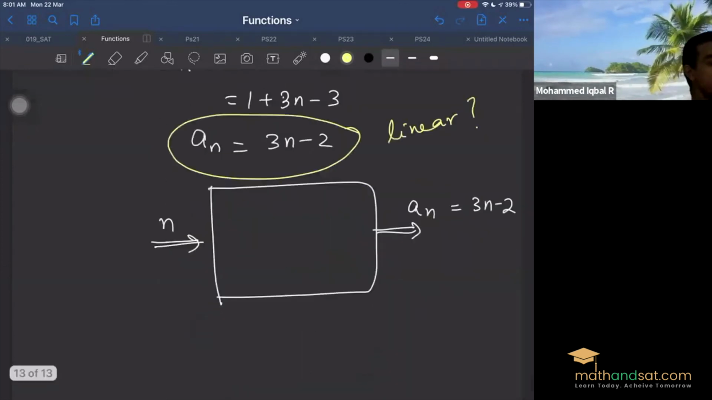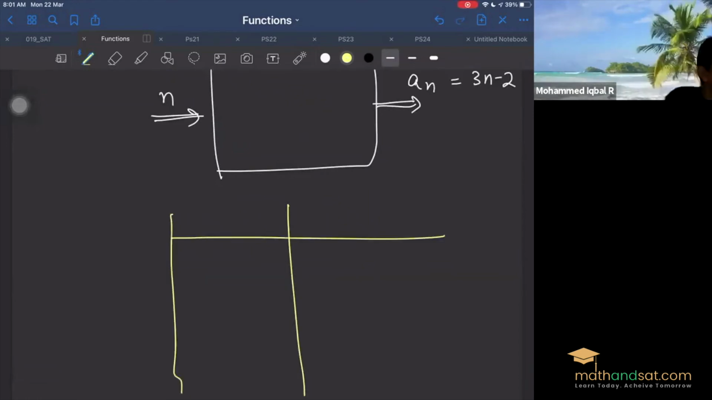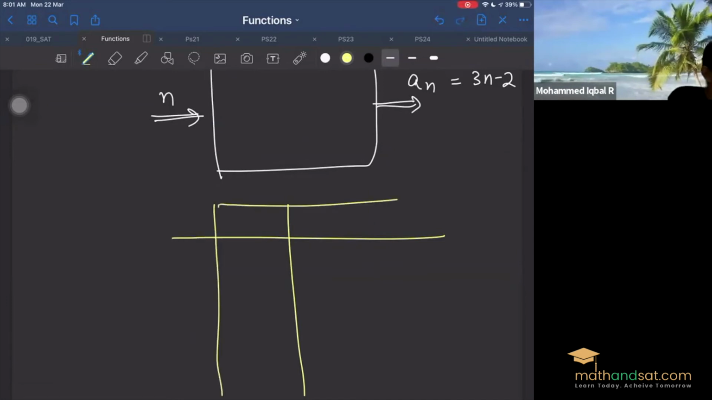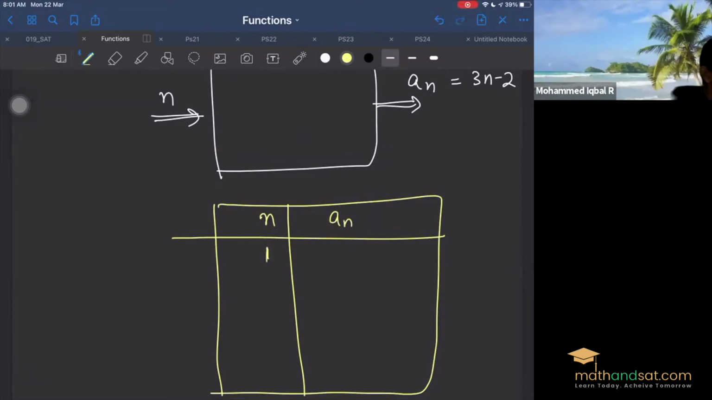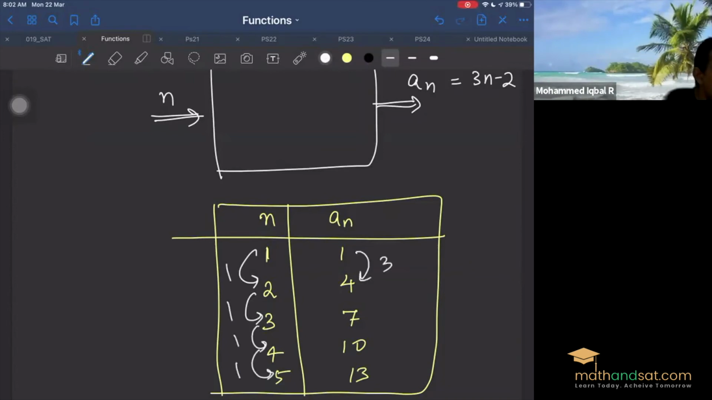Or instead of thinking of it as input-output, you can think of it as a table. You have n and an. First term was 1. Your second term was 4. Your third term was 7. Your fourth term was 10. Your fifth term was 13, and so on. Now, if you take constant differences here, 1, 1, 1, 1, you have constant differences here, 3, 3, 3, 3.